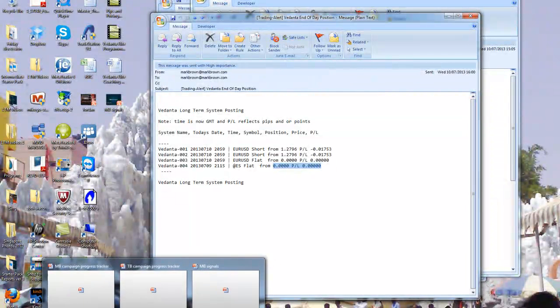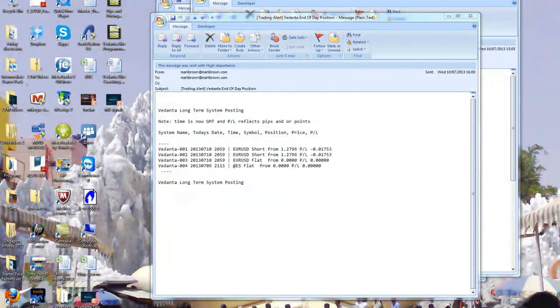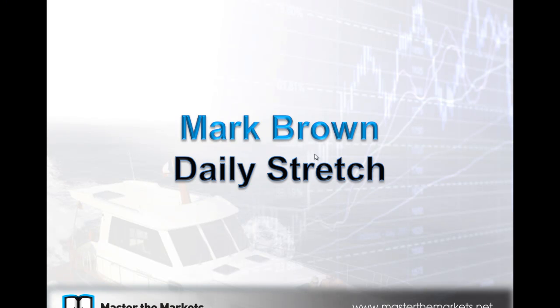Now what I'm going to be doing is looking at the next one, which is the daily stretch signals that you will be getting. The daily stretch is basically based on daily bars, as the name suggests, but what we have done is that Mark Brown has done the signals such that you get it 4 times in a day. Okay, so it can also be applied intraday as well. So this is an intraday system.